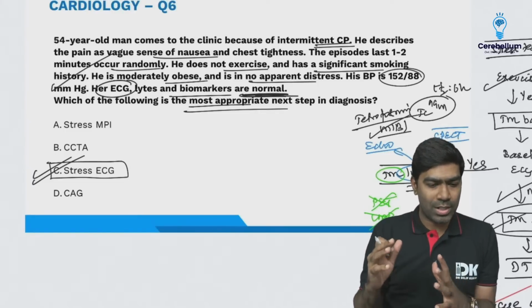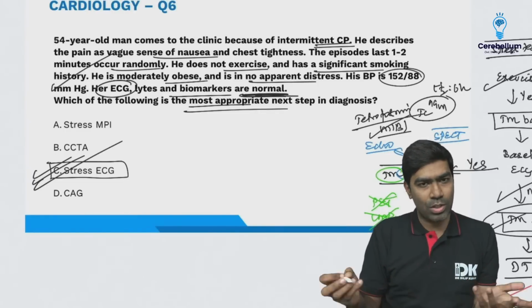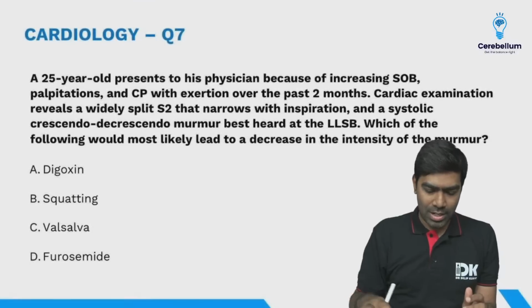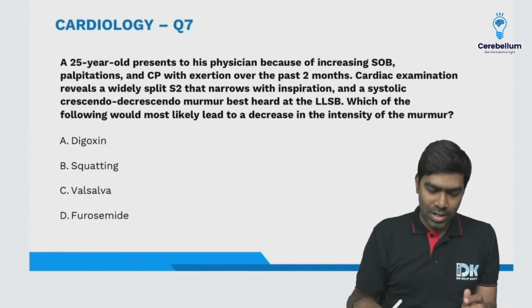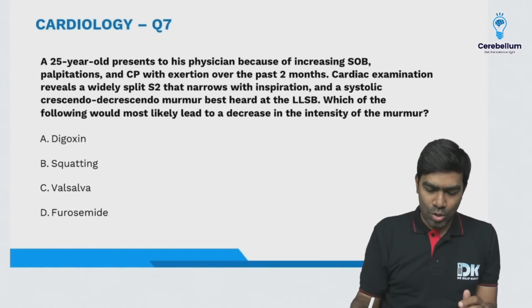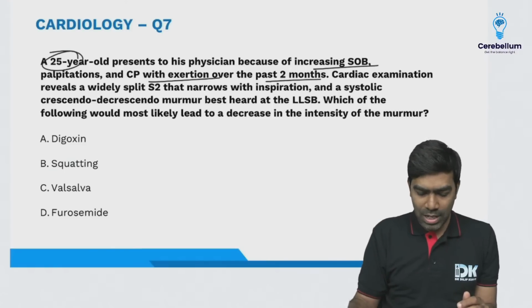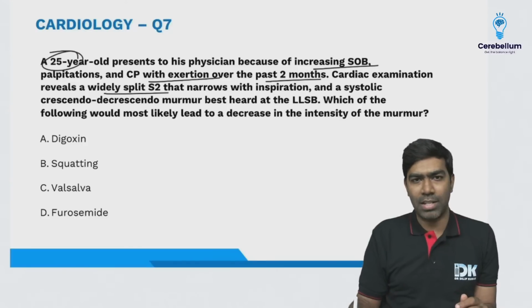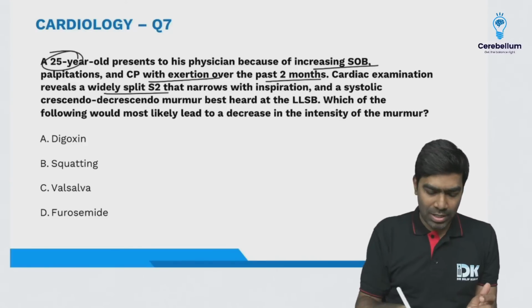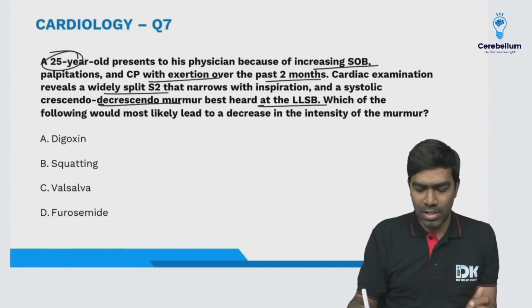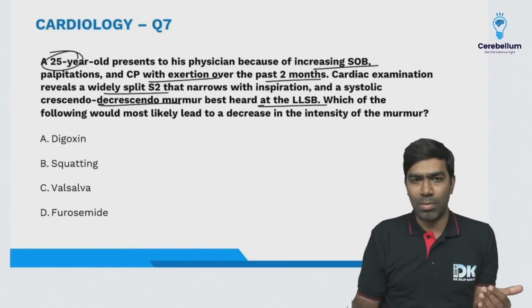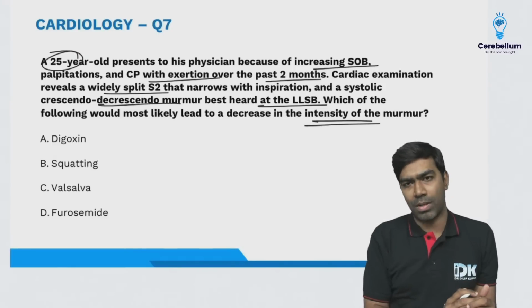I'm not going to discuss those things right now, but nevertheless, the answer for this question is stress ECG. And what about question 7? A 25-year-old presents to his physician because of increasing shortness of breath, palpitation, and chest pain on exertion. Look at the age, 25 years. For the past 2 months. Cardiac examination reveals a widely split S2 that narrows with inspiration and a systolic crescendo-decrescendo murmur best heard at the left lower sternal border. Which of the following would most likely lead to a decrease in the intensity of the murmur?